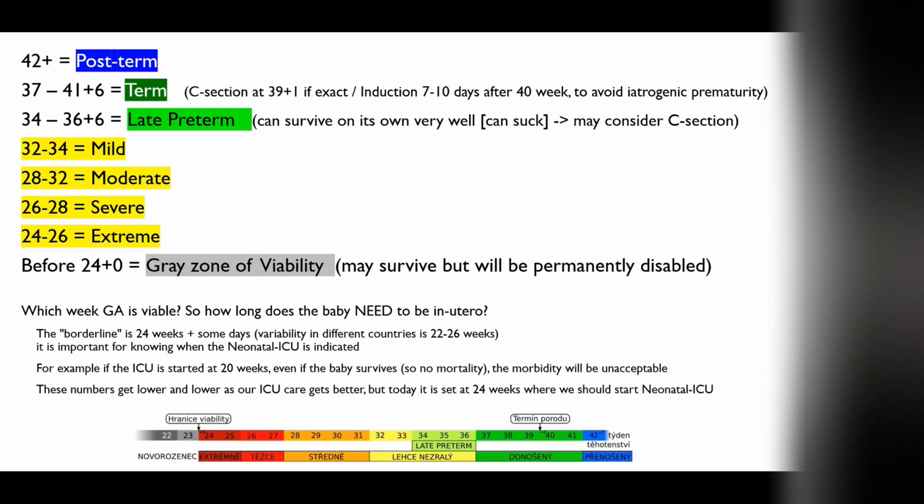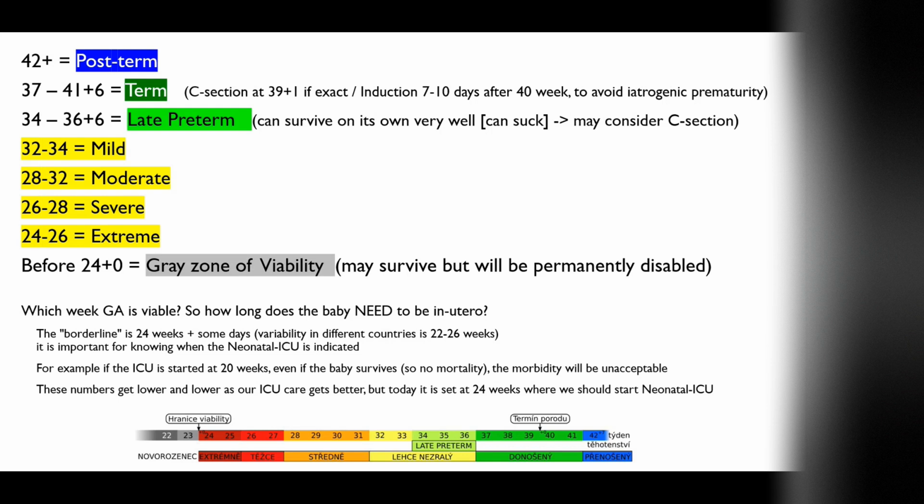But the negatives of late preterm delivery are not so big. So we would be more likely to deliver the baby, okay? But if it's mild, the risk is a bit higher. So we might try to postpone the delivery, okay?